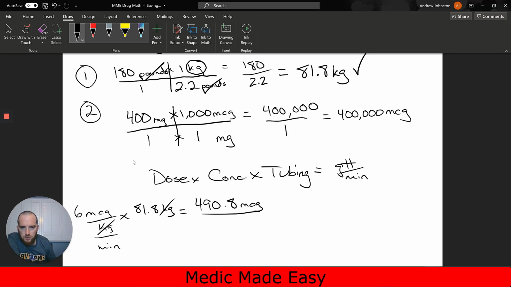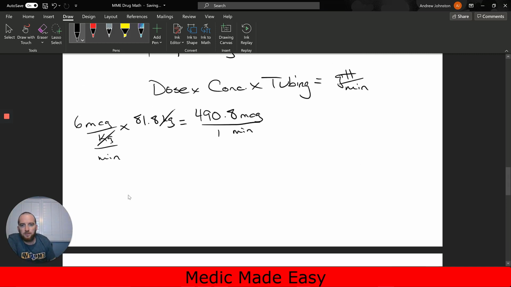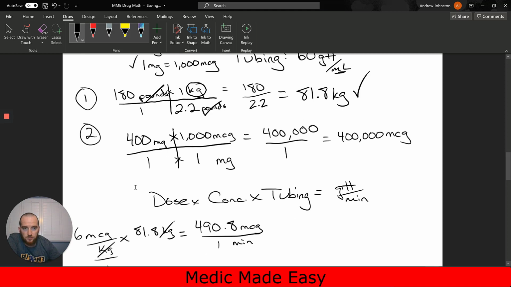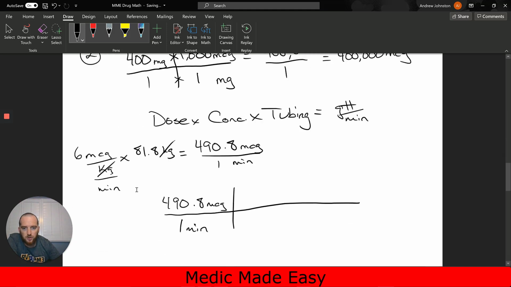Micrograms per minute. And now we just addressed and eliminated one variable, right? One of the kilograms went away. And so our dose is 490.8 micrograms per minute. Our concentration set as 400,000 micrograms and 250 milliliters.